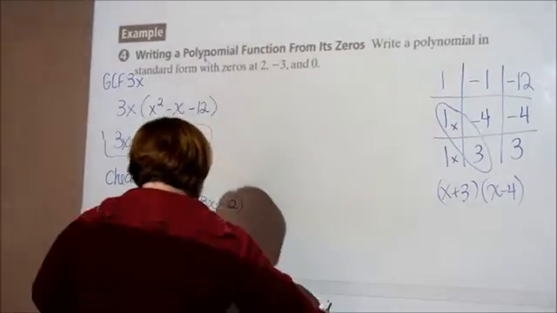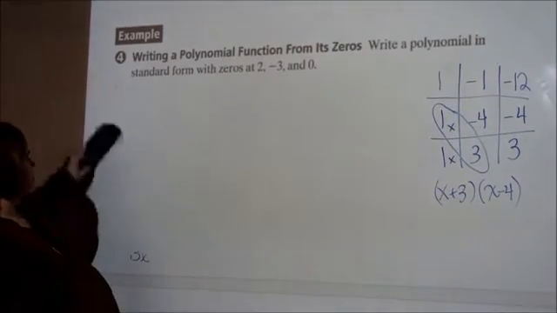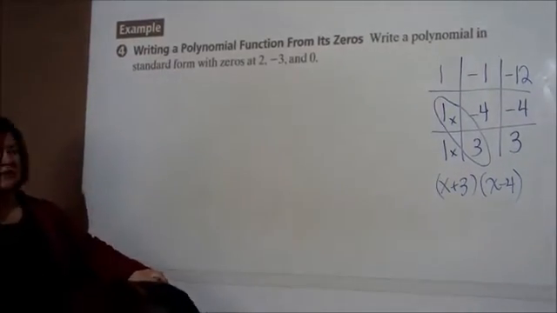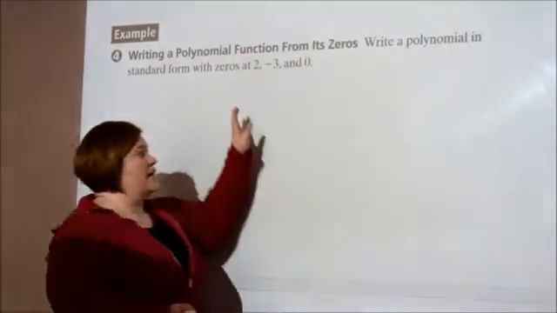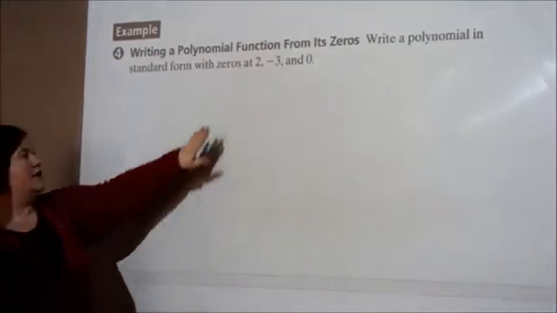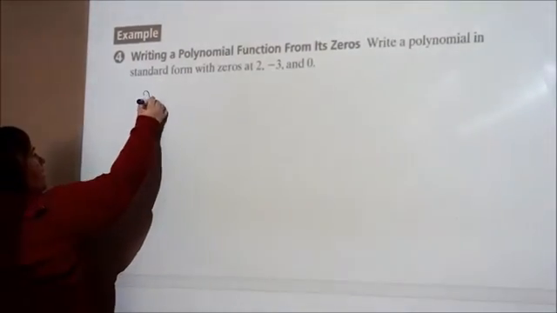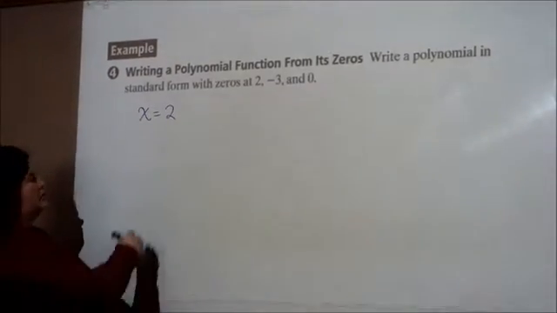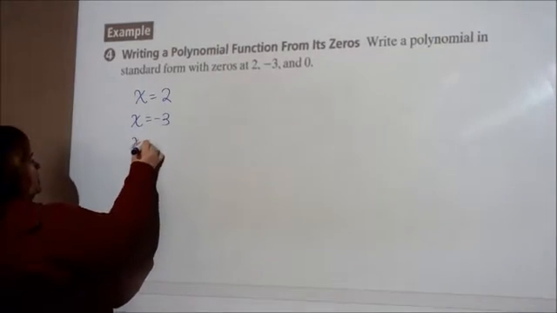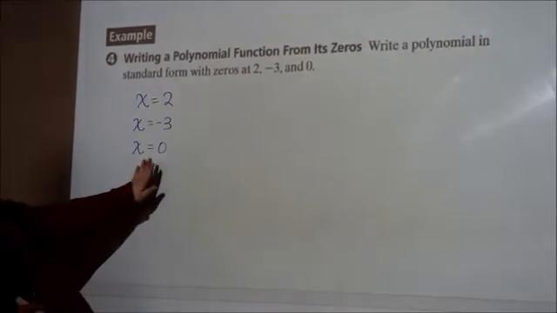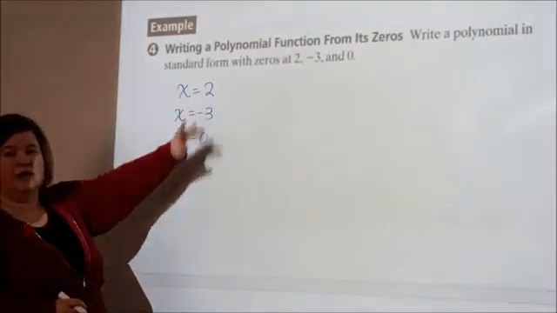All right, so we found our zeros before. Remember, that's where our graph crosses the x-axis. But can we find the polynomial if they just give us the zeros? Sure we can. So if they tell us that we have a polynomial that has zeros at 2, -3, and 0, we know that x equals 2, x equals -3, and x equals 0. Now we need the right-hand side of this to be 0. So how are we going to do that? We're going to subtract 2 in this case.